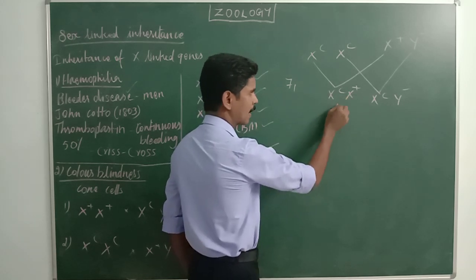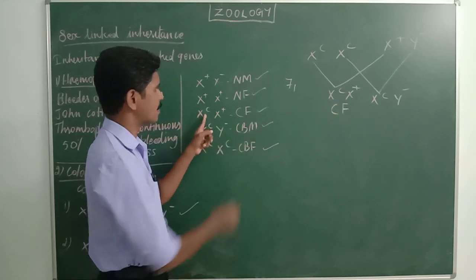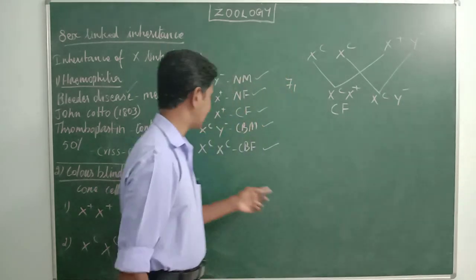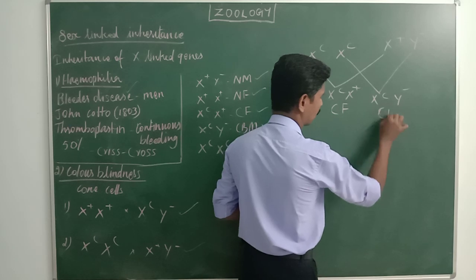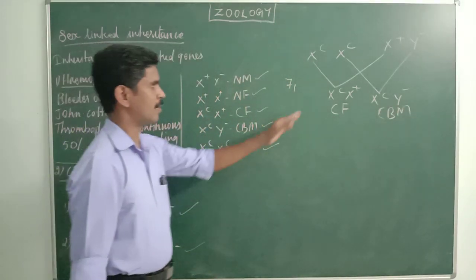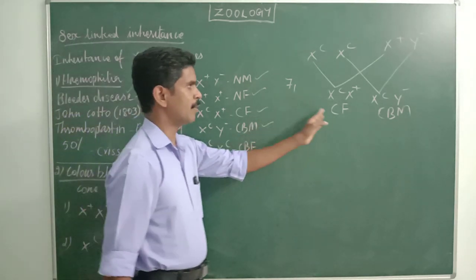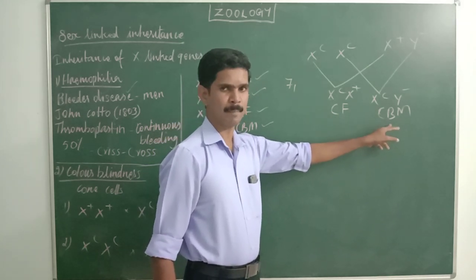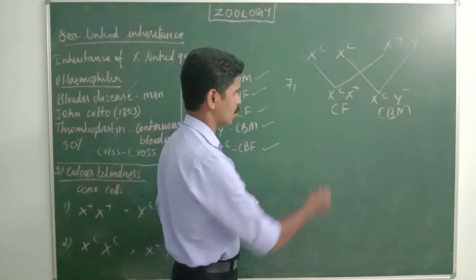XC X plus means carrier female. Then XC Y minus is the colorblind male. Understand? So in the second type of marriage, in the F1 generation, we will get one carrier female and a colorblind male. Then let's see what happens in the second generation, the F2 generation.